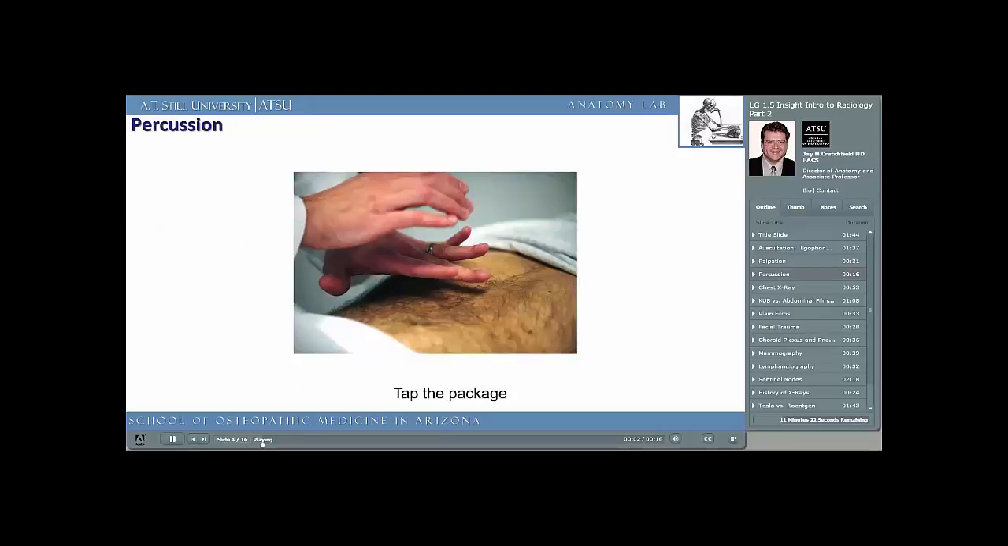Of course, we can also perform percussion on our patient. We spoke about percussion in Insight Lecture Number 1. It's the sound guiding us to a proper diagnosis as we tap our way around the patient.